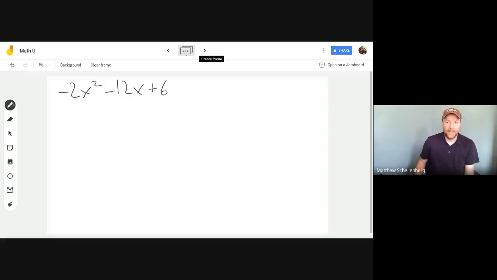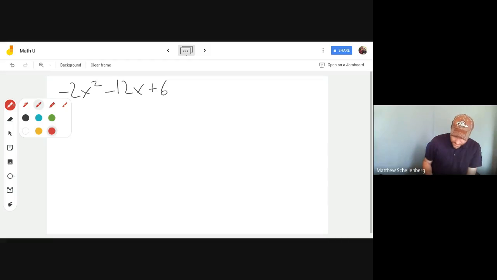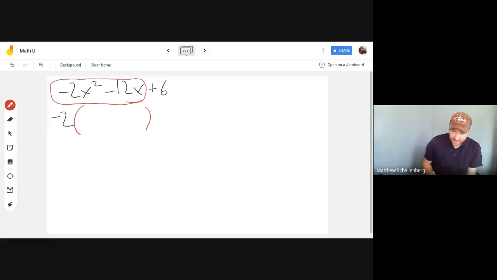Okay, so again, I would look at the first two terms and I would factor out the negative 2. So I'm looking at this right here, and I'm going to factor out the minus 2. So I'm going to say minus 2, put my brackets. So divide everything by negative 2, I would get x squared, and then this would become plus 6x. And this over here stays the same.